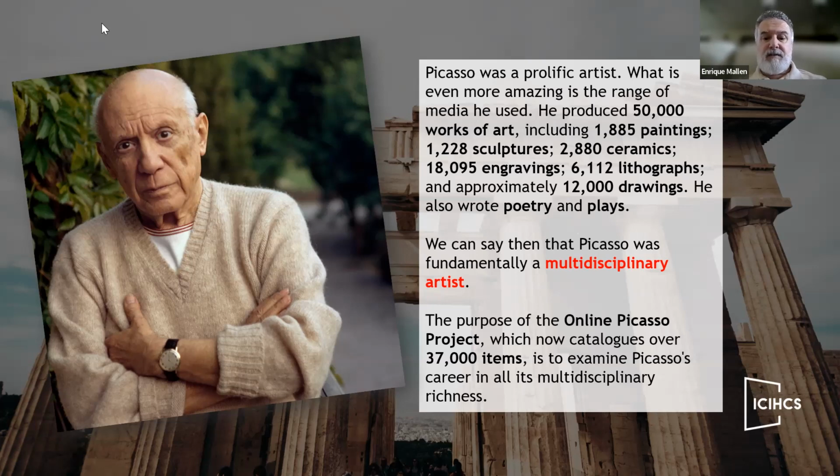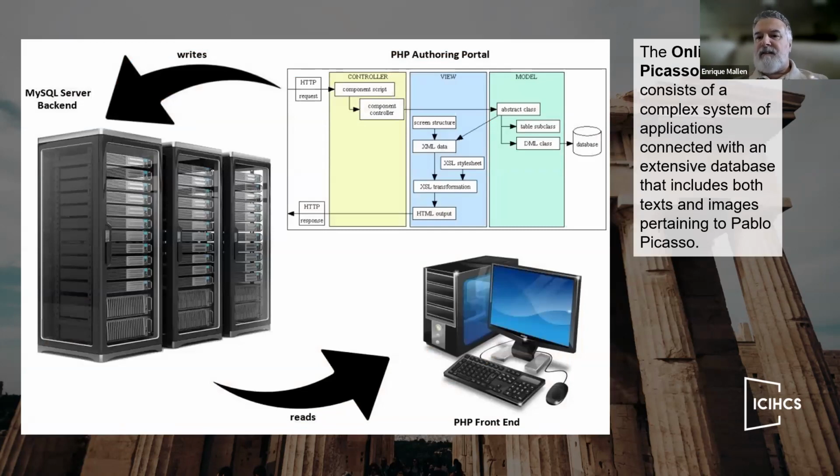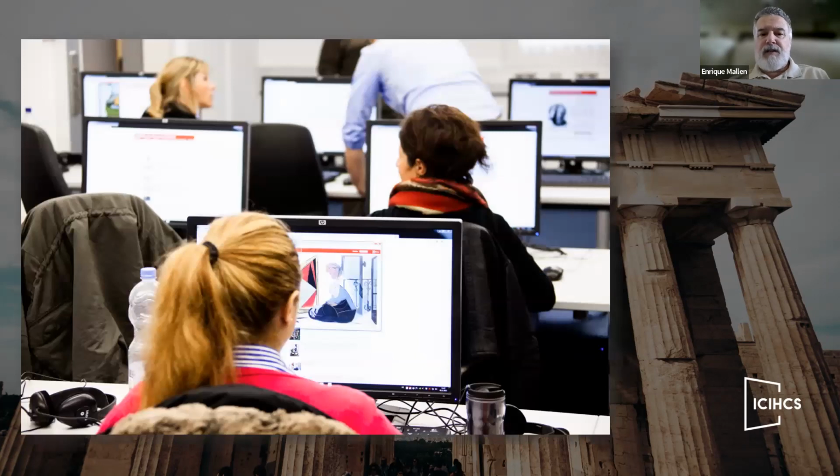The purpose of the Online Picasso Project, which now catalogs over 37,000 items, is to examine Picasso's career in all its multidisciplinary richness. So the Picasso Project is a platform, as you can see, and it's available online to anybody that gets a username and password. The Picasso Project basically consists of a complex system of applications connected with an extensive database that includes both text and images pertaining to Pablo Picasso. It has been used in universities in the United States and Europe.